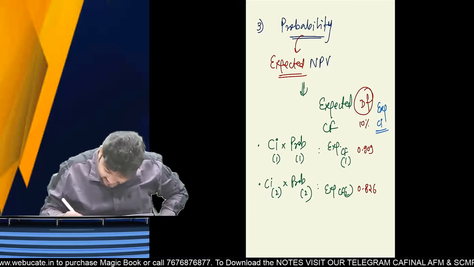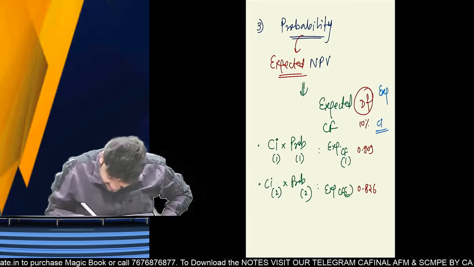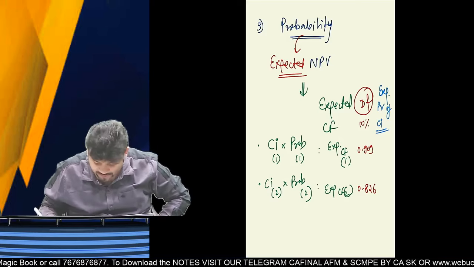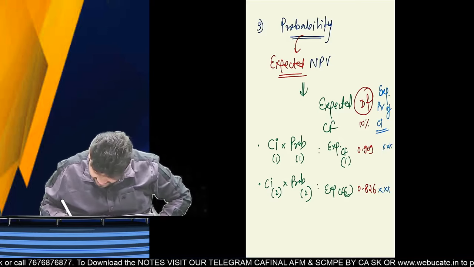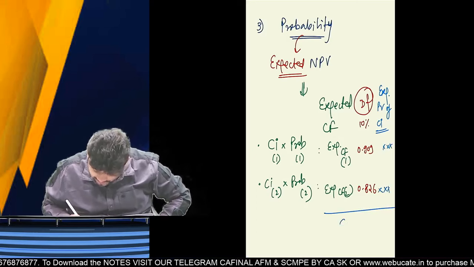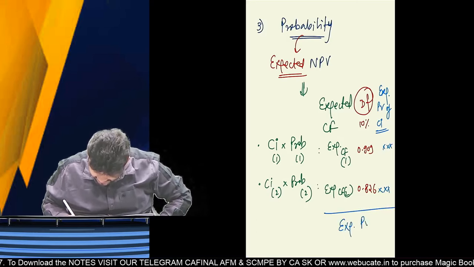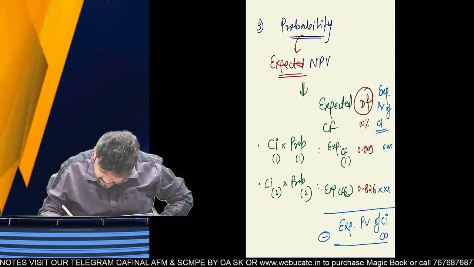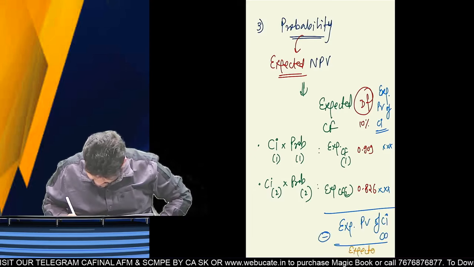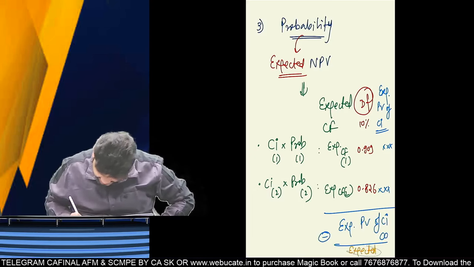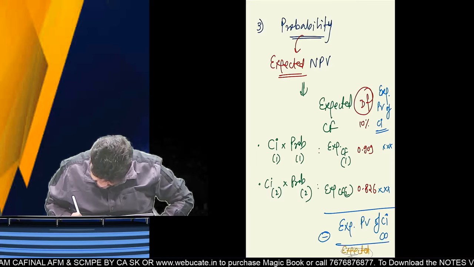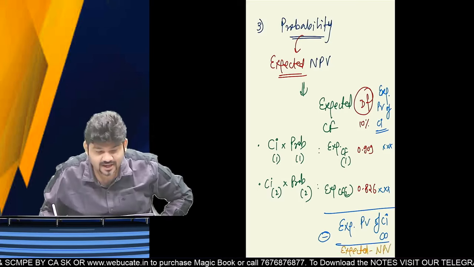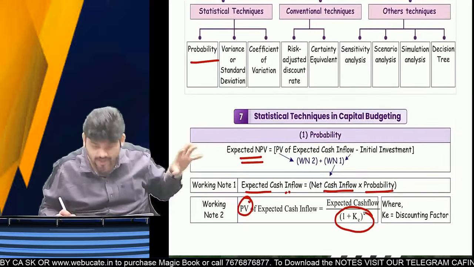So, expected present value of cash inflows. Okay, let's use the correct word: expected present value of cash inflows. And expected present value of cash inflows minus cash outflows, we will get expected NPV. So this is what the whole thing is.